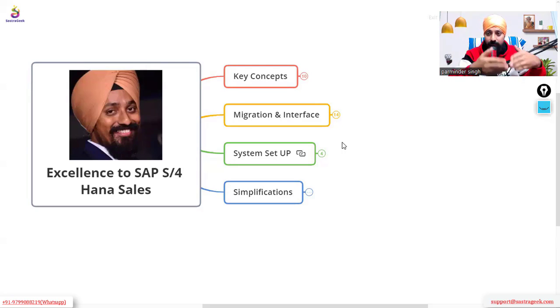If you are an SAP SD consultant working on SAP SD ECC, and you want to jump to SAP S4 HANA, what are the key changes in this jump from ECC SD to S4 HANA? What are the things you need to focus on? What are the key objects? For each of the objects I would be touching here, I would need 2 to 3 hours if I were to give a detailed explanation.